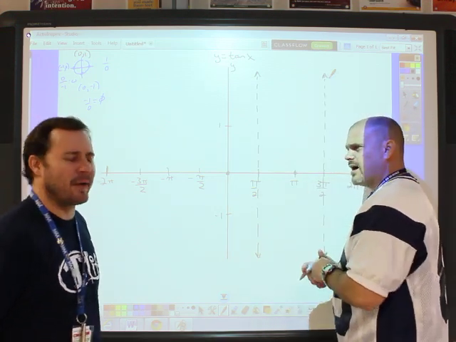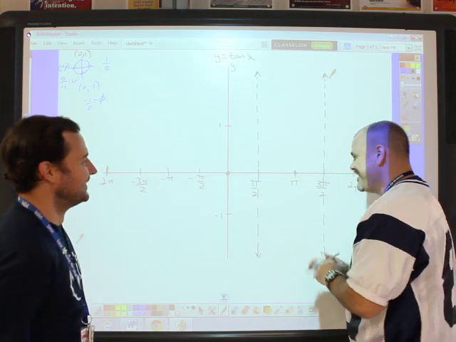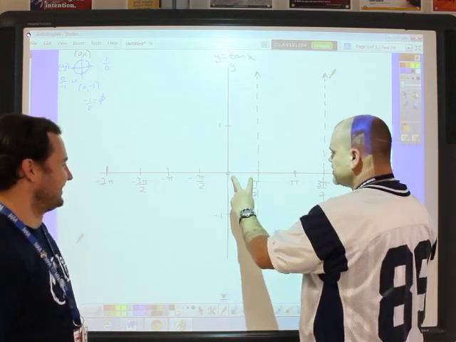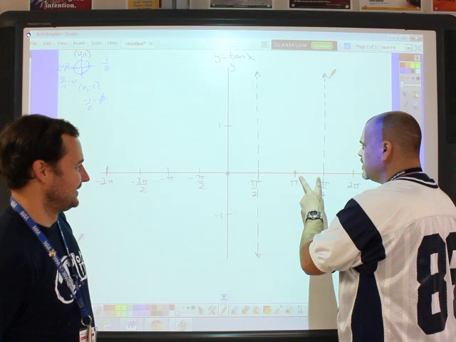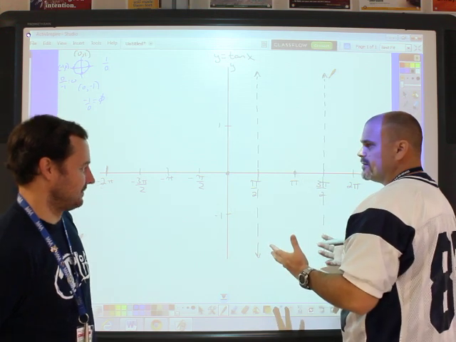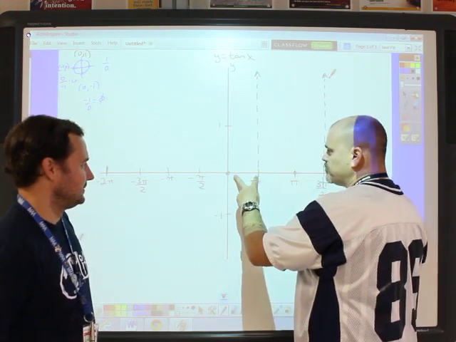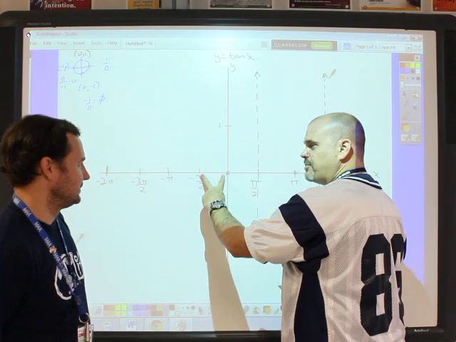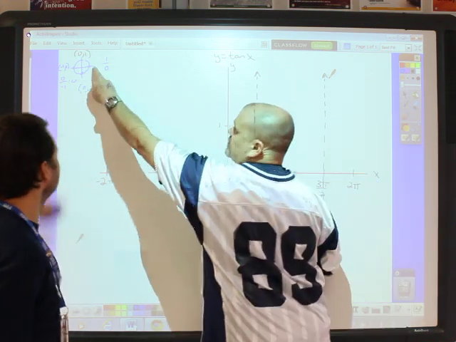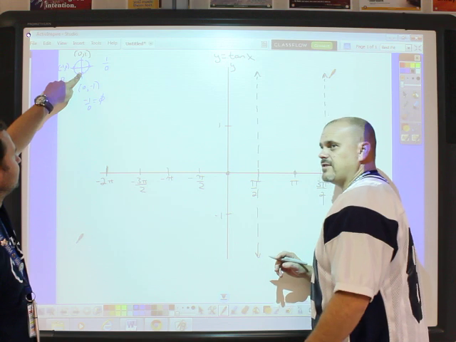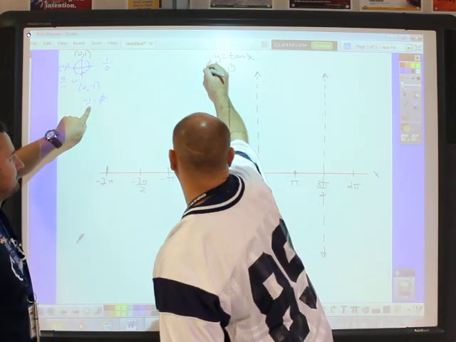Looks like bad wallpaper. Absolutely. So it appears that every pi over 2, something important is going on. So I'm going to guess that something important is going on if we back up a pi over 2, at negative pi over 2. That puts us back over that undefined, right? Right. So I bet there's an asymptote.